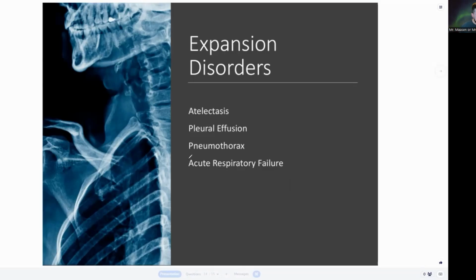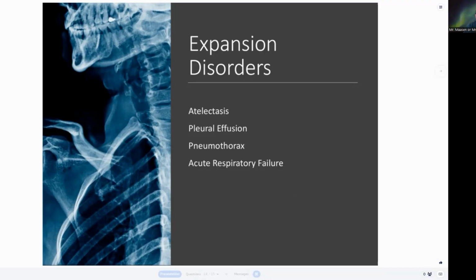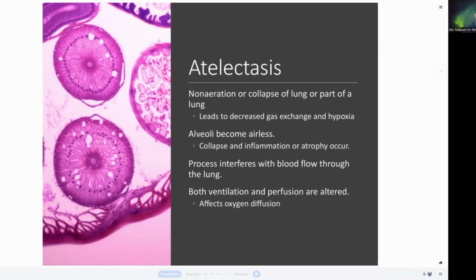So again, we're getting towards the end. We're on the last topic here, but it's a long one. These are expansion disorders. Basically, that means limiting the lungs' ability to expand. If the lungs can't expand, then they can't breathe effectively. So you have atelectasis. That's how I say it. You can say it however you want, right, guys? It doesn't really matter.